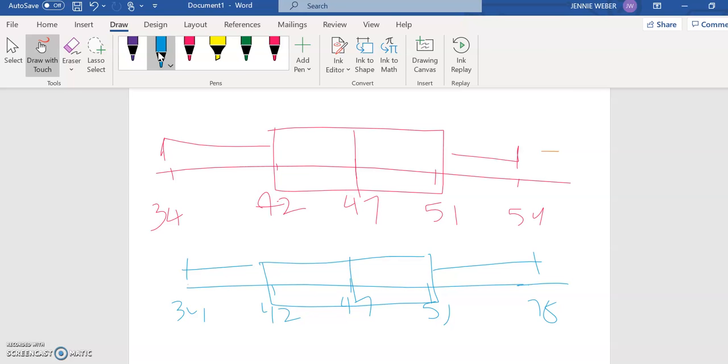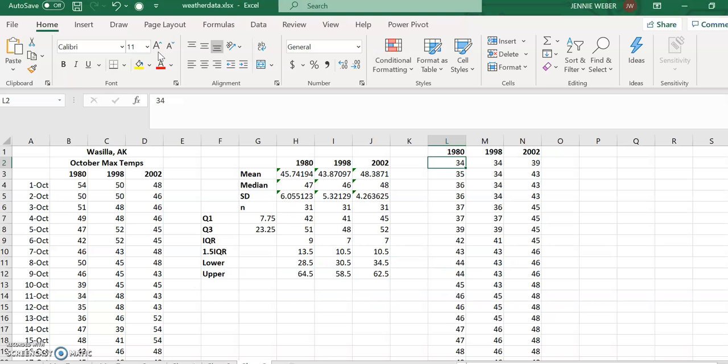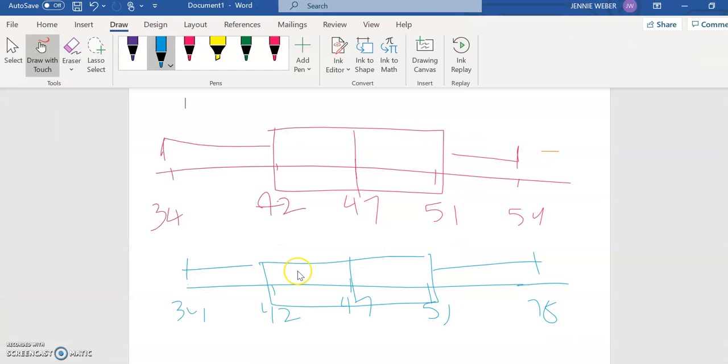I also could put in what are called fences. Say I'm going to put the fence out here at 65, and then as a dot I would put my 78. That highlights the outliers. There's just two different ways of doing it. This bottom one's a modified box plot. The top is the full box plot.